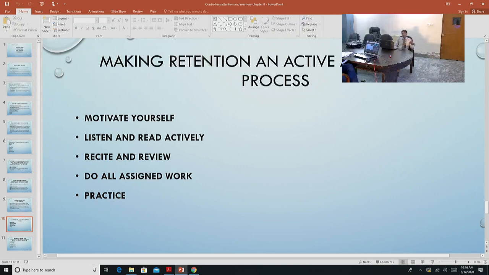Review whatever you have done. Okay, make your notes, review your notes, and if there are some gaps, fill them up. Do all assigned work. It's very important for a student to do all kinds of assignments which all the teachers are assigning you. They are for your betterment, they are for your good. When you do the assignments, teachers are happy. When they are happy, they will be giving you good marks.